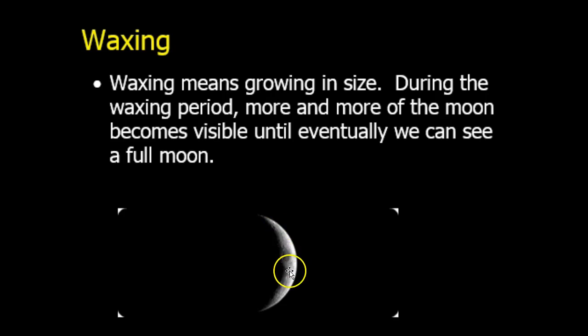I look, and if the light is on the right side, like it is in this picture, I know that it's waxing. I'm right-handed, and if I were waxing a car, I would do that with my right hand. And so that's how I remember that if the light is on the right, it is waxing.